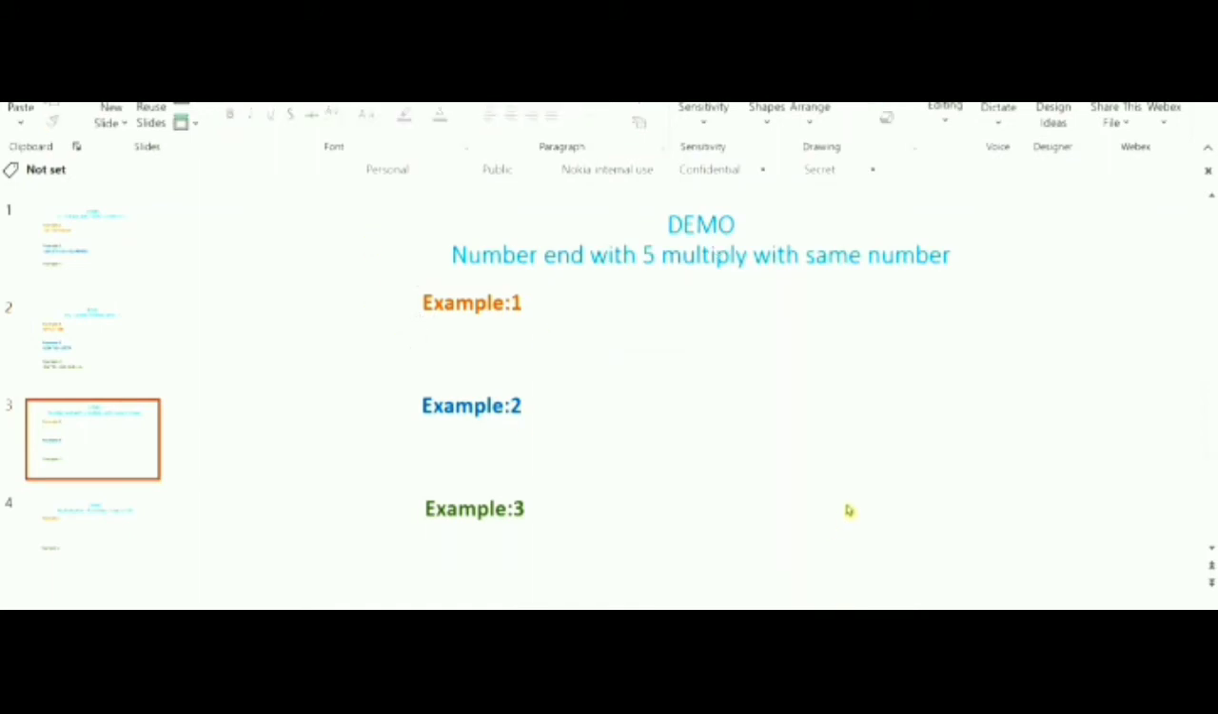Okay, the next one is a number ending with 5 multiplied with the same number. For example, 45, and we need to multiply it with the same number, 45. What will be the output?